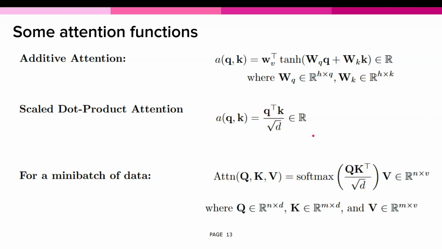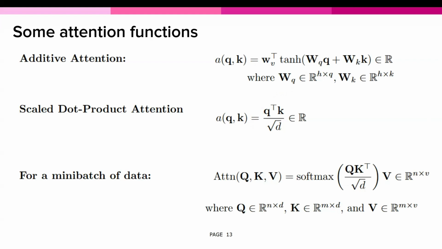The workhorse of the industry, though, especially nowadays, is scaled dot product attention. It is computationally simpler. It assumes that both the queries and keys have the same dimensionality. And here we compute the attention score by taking the dot product of the query and key vectors to give a single scalar representing their similarity.